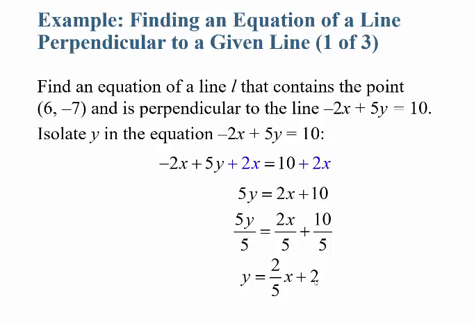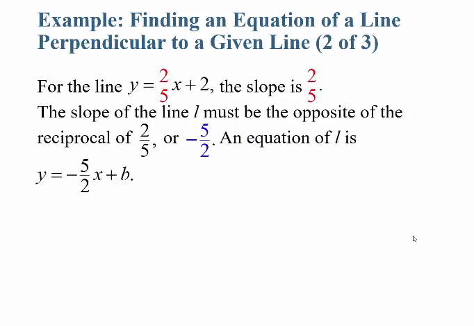All right, there's a fraction in it. No problem. That's okay. We'll deal with that in a second. So this is the slope of the one line that we have. We're looking for the line that is perpendicular to this line right here. So for the line y is equal to 2/5 x plus 2, the slope is 2/5. So the slope of line L must be the opposite of the reciprocal. So perpendicular lines, their slopes are negative reciprocals.